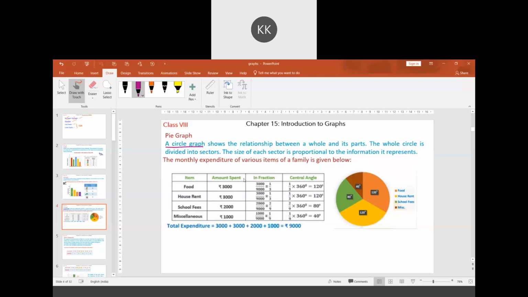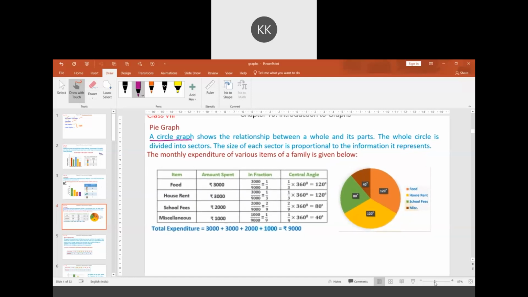Here there is an example. I have taken monthly expenditure of various items of a family. The font size is very small. Probably you are not able to read from it. Can you read? Yes, sir. We can read.